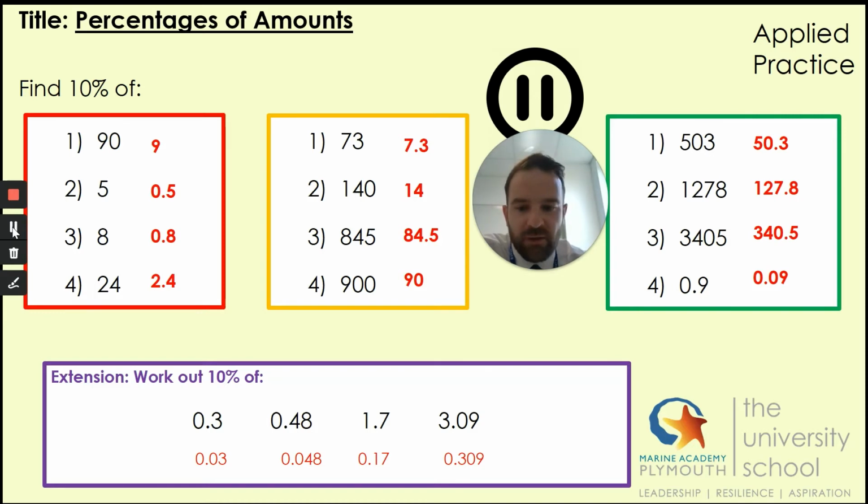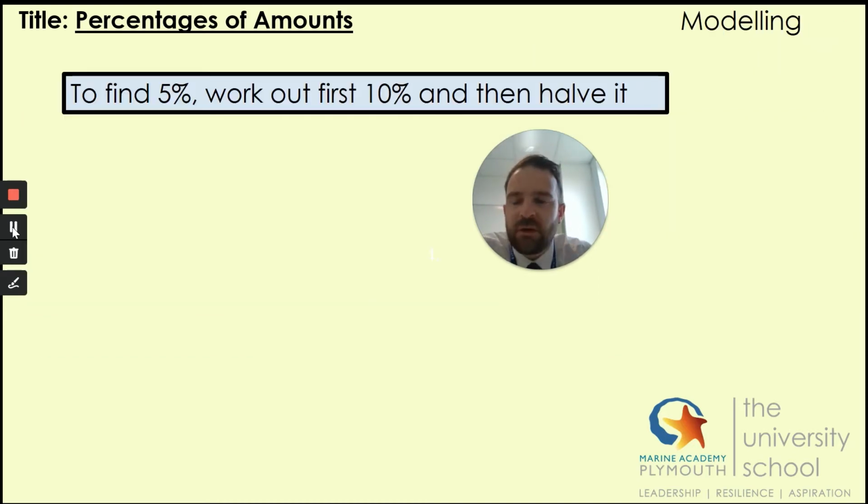Excellent effort, well done. Okay, so now we're going to move on to our next level of challenge. So this time we're going to be working out 5% of an amount. So the key bit of information here is to find 5%, work out 10% first, and then half it. Pause the video now and write down that key message.